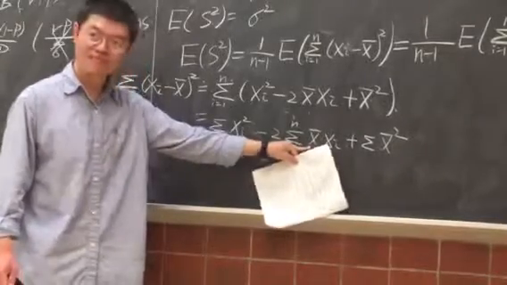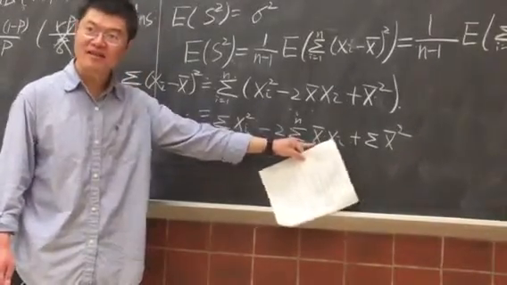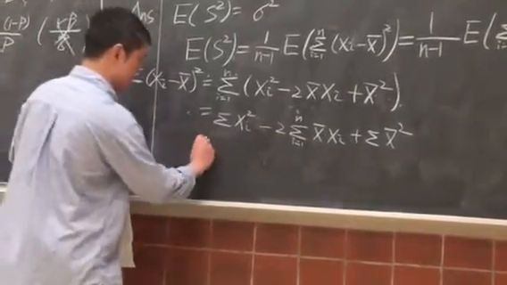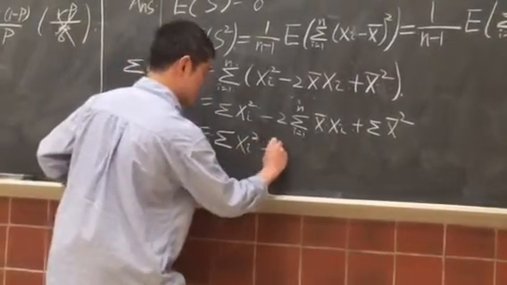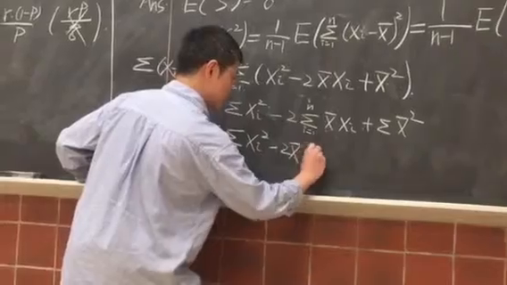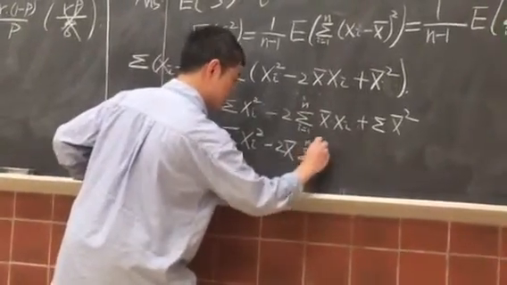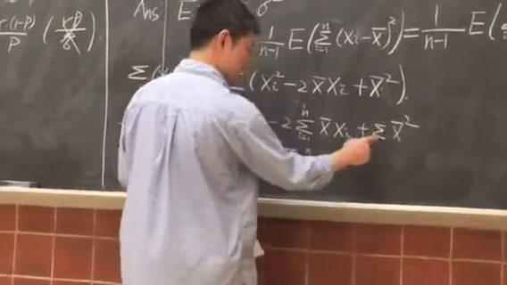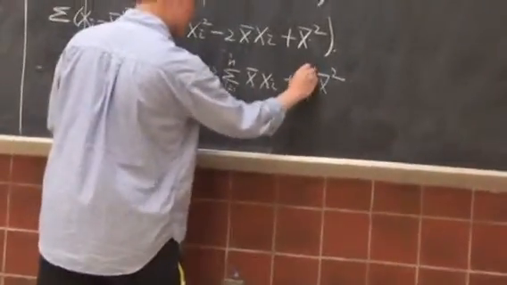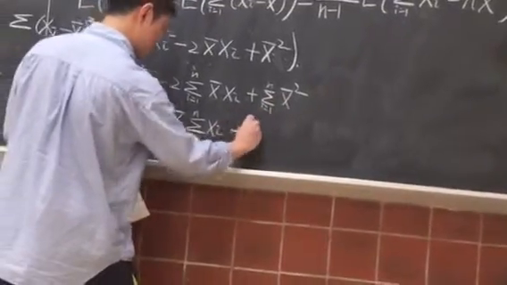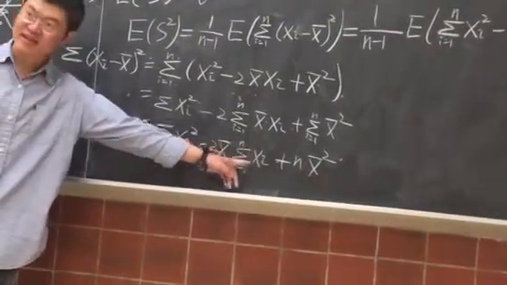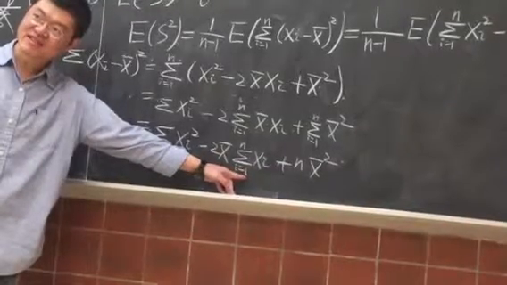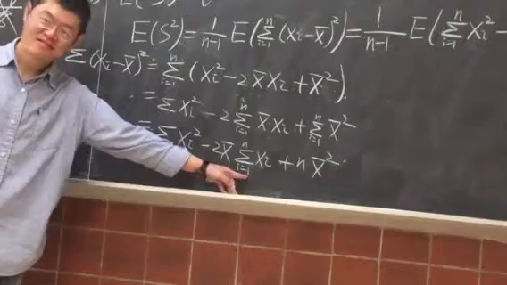x bar does not go from 1 to n, so I can take this x bar out of this summation. This is just sum of xi squared minus 2 x bar sum of xi plus sum i from 1 to n x bar squared, which is just n times x bar squared. Okay. And what is summation of i from 1 to n xi? It is n times x bar.